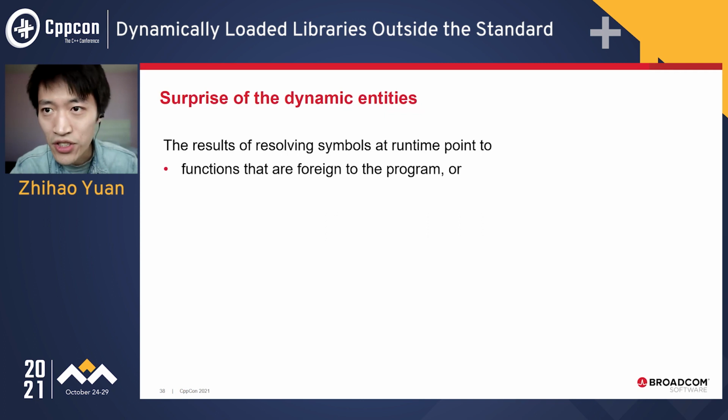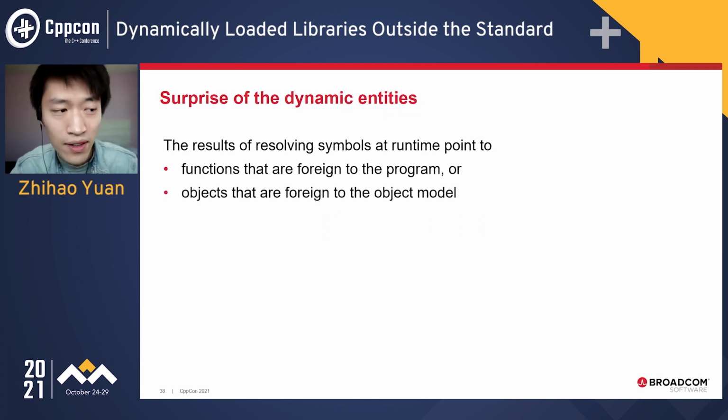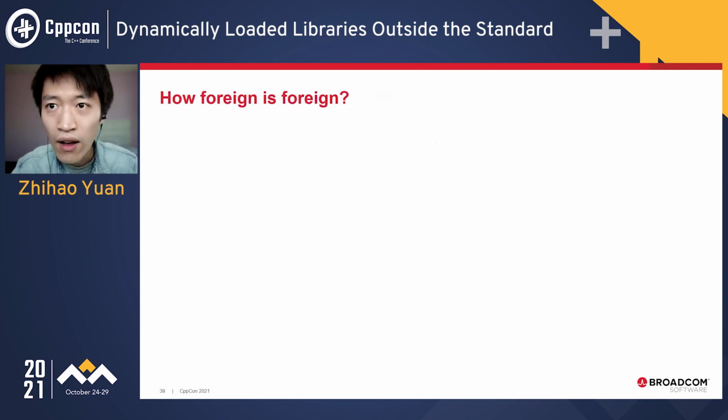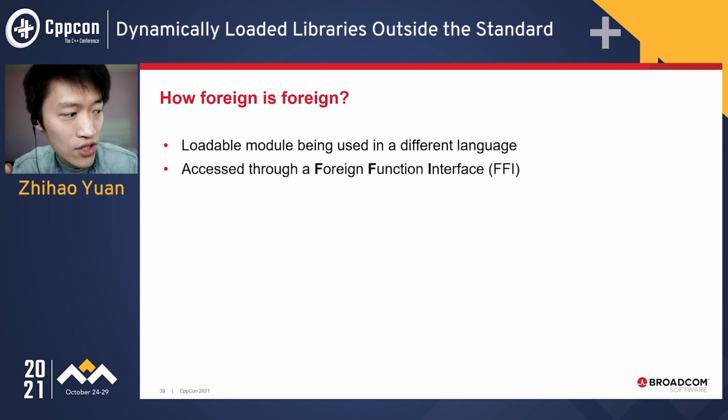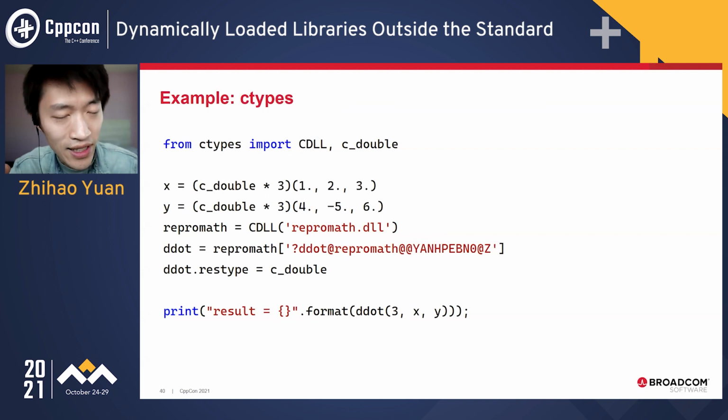If that explanation is still too foreign to you, how about trying to understand this? If we are using a function defined in a different language, that's of course a foreign function interface. Here's an example of FFI in Python, ctypes.